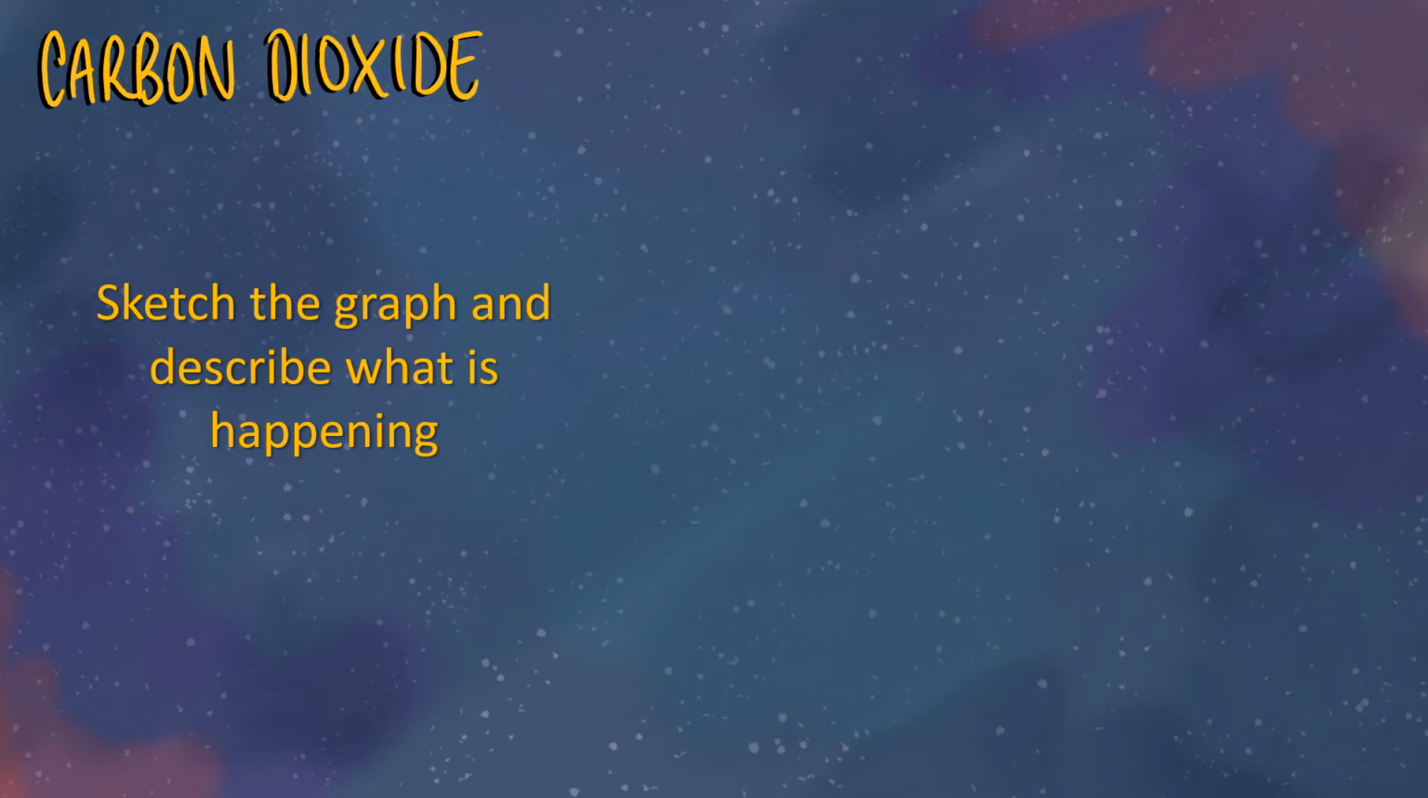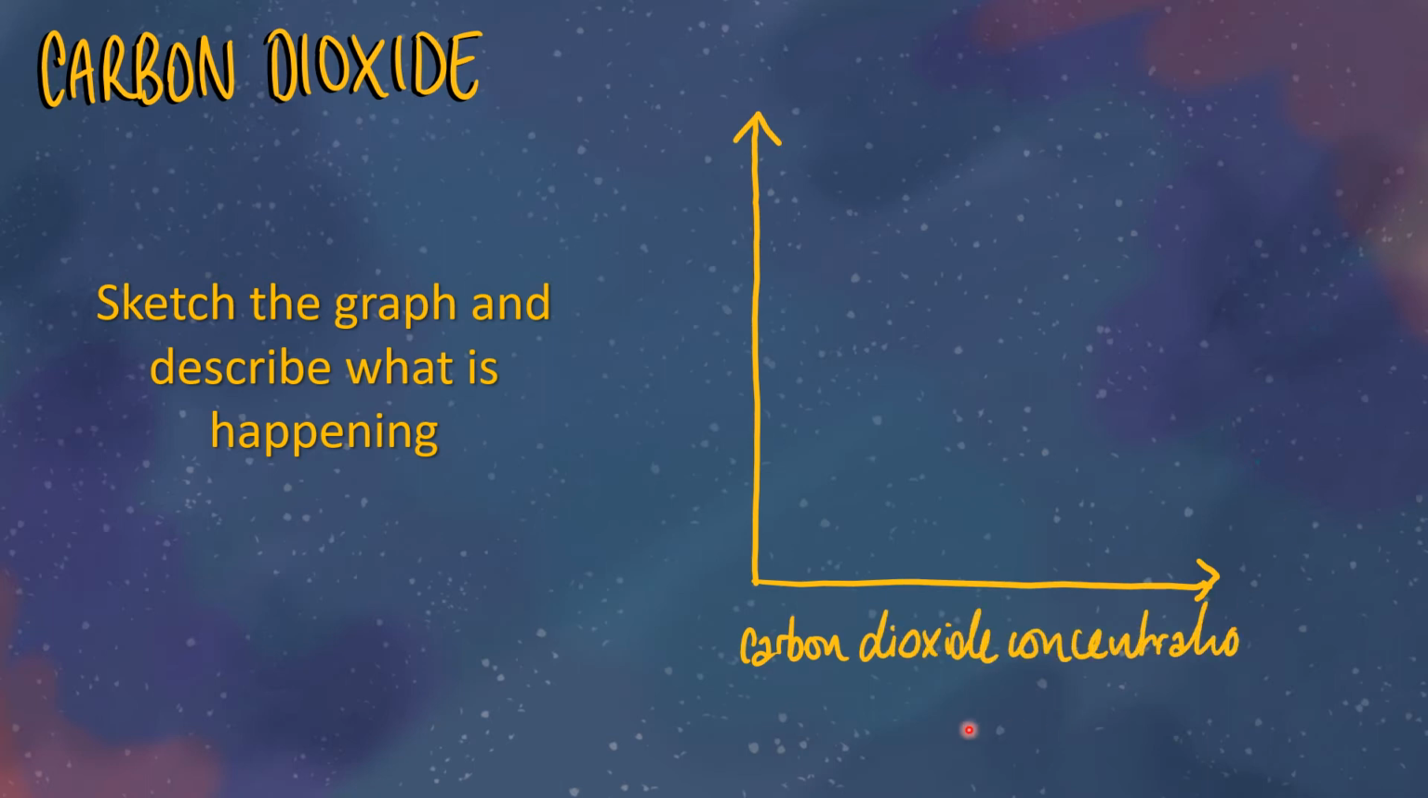Right, the next one, we're going to do the same thing. So we have our X and Y axis. On the bottom this time, however, we have carbon dioxide concentration. And then up the side, we have rate of photosynthesis again. And this graph looks exactly the same as the light intensity one. So draw this graph and describe what's happening, please.